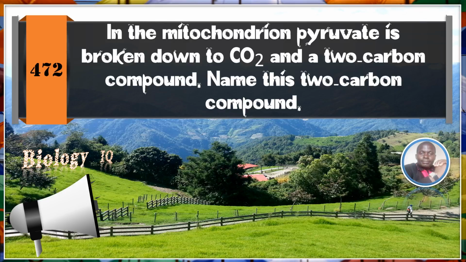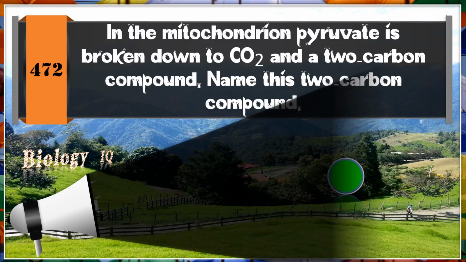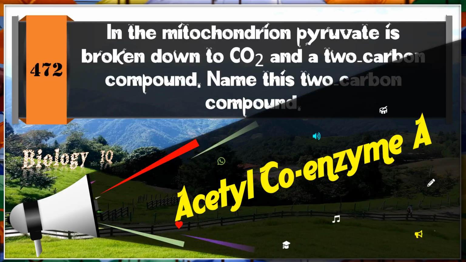In the mitochondrion, pyruvate is broken down to carbon dioxide and a two-carbon compound. Name this two-carbon compound. Acetyl coenzyme A.